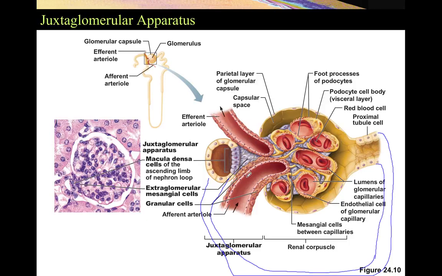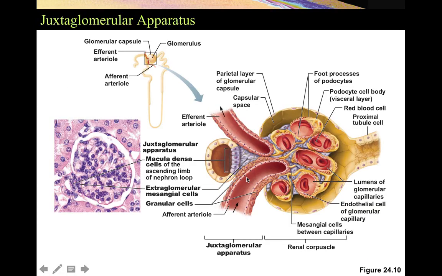In this structure, we have two main types of cells, which I'm just going to highlight for you right here. You have these columnar cells right here that are forming the wall of your distal convoluted tubules, and these are called the macula densa cells. And the second type of cells you have are cells you see right here that are part of the afferent arteriole, cells right here and right here, and these are referred to as the granular cells.